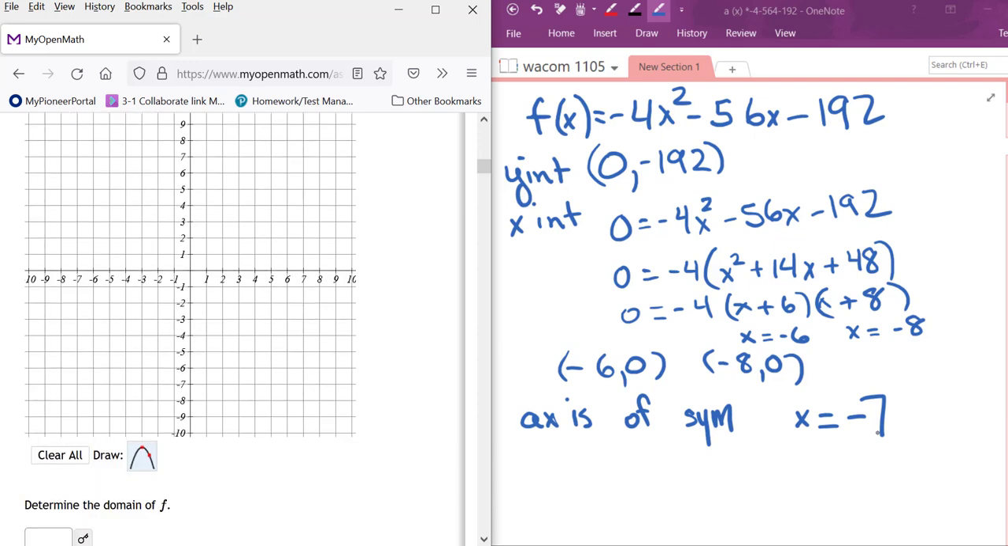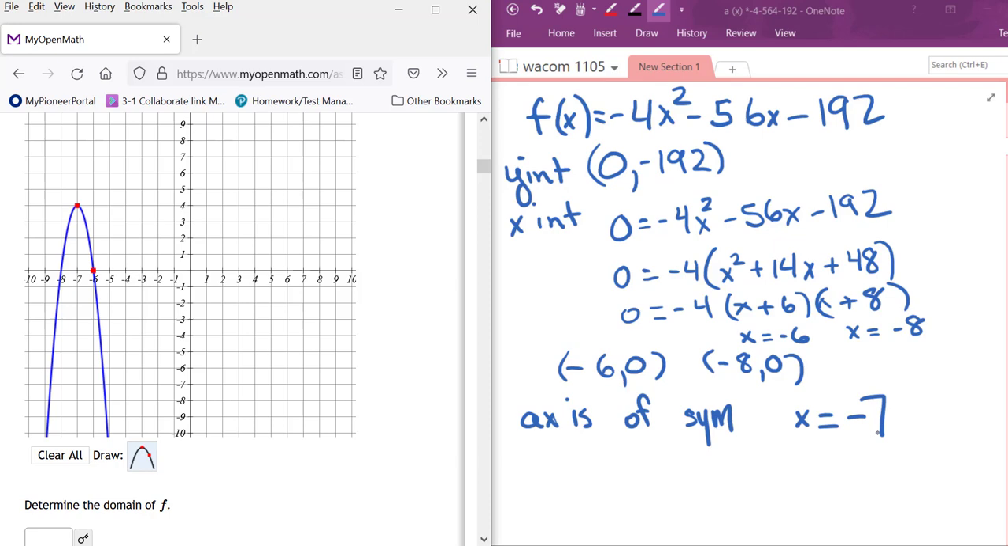Now, they want us to draw the graph. You need the vertex first. So we'll hit the tool. We'll do the vertex, which is negative 7, 4. And then we need to draw 1 point. So we can do negative 6, 0. So it does open down. We have a max there.